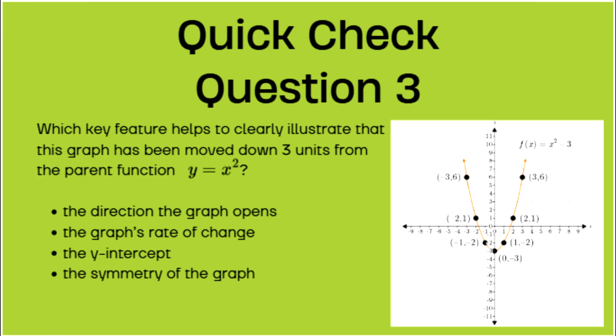Quick check question number 3. Which key features help to clearly illustrate this graph has been moved down 3 units from the parent function y equals x squared? Okay, we know this is y equals x squared. We know it's been moved down 3 units. How do you know? Because of the direction the graph opens, the graph's rate of change, which is the slope, the y-intercept, or the symmetry of the graph.